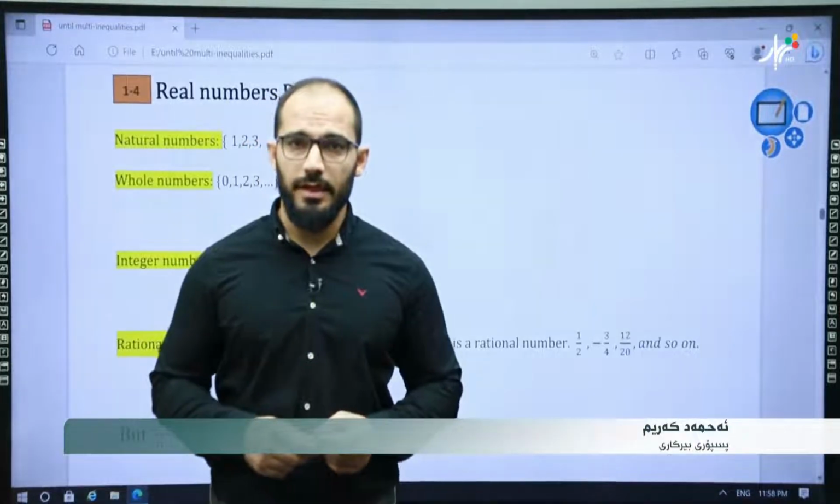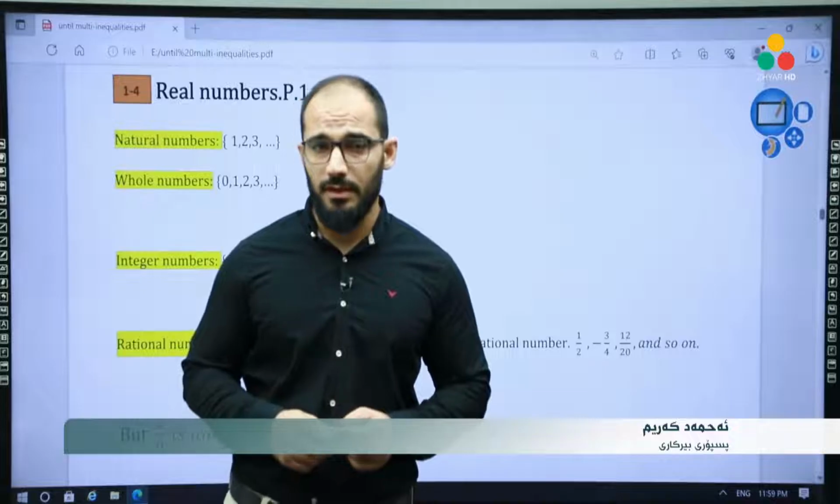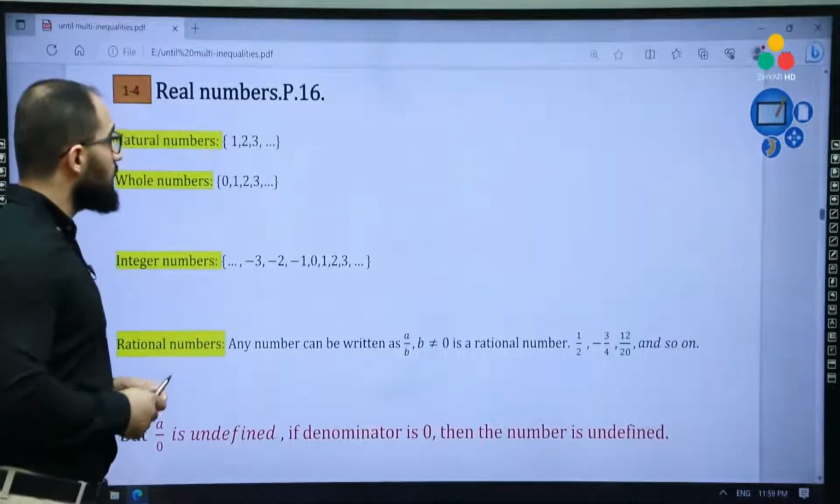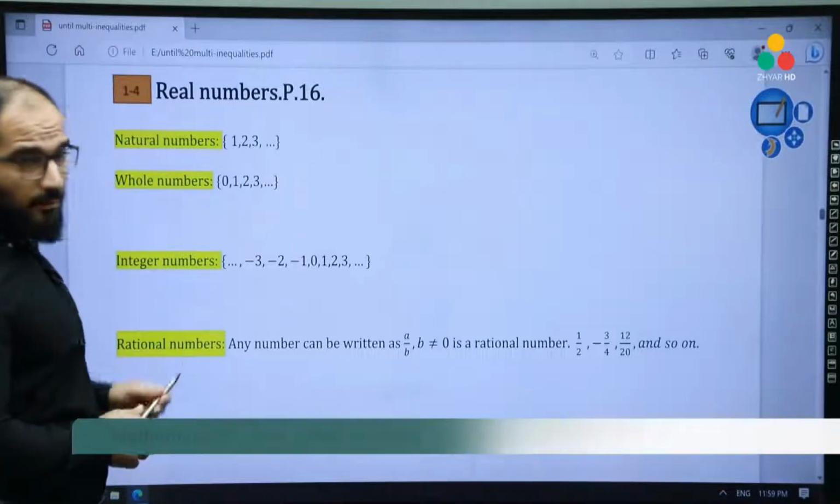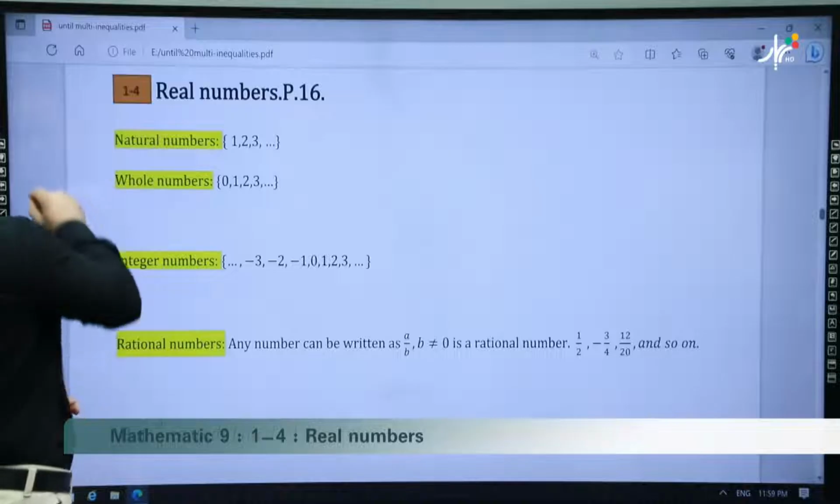So we are here again to study and explain another subject in mathematics for grade 9, and it is real numbers. Before we discuss or explain the main subject, I want to give you a real example.